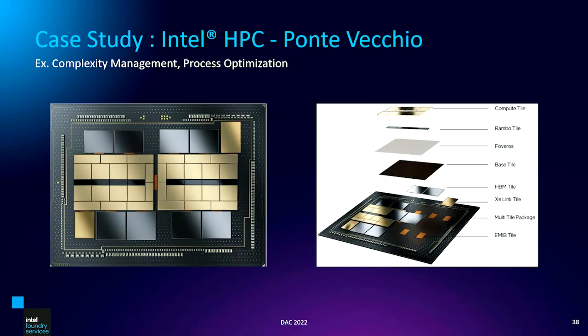This is Ponte Vecchio, which we've shown many times before. It's an example of a super complicated HPC solution. This is an example of where we did complexity management and process optimization both by segmenting, creating different dies, and packaging them together. So Ponte Vecchio is a pretty cool piece of computer architecture, I think.